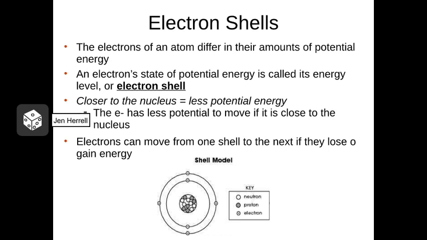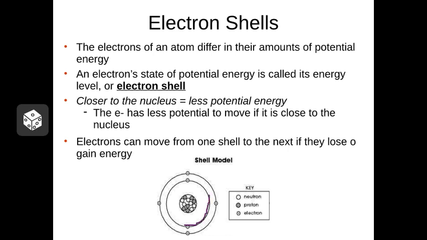Another aspect of the arrangement of electrons within an atom, and the aspect that we are going to focus on, are these things called electron shells. Now, shells don't have so much to do with the actual physical location of an electron, so much as the energy that it has. So I want you to think of an electron shell as being kind of like an energy layer around the outside of the nucleus.